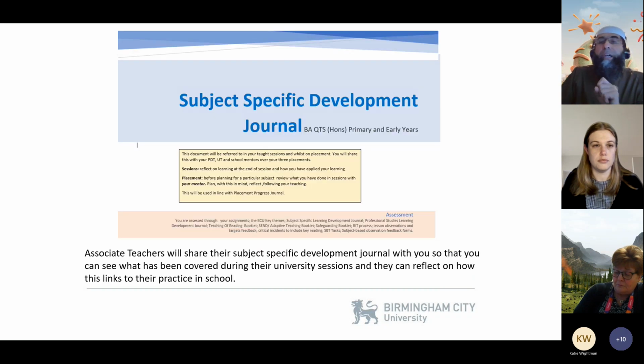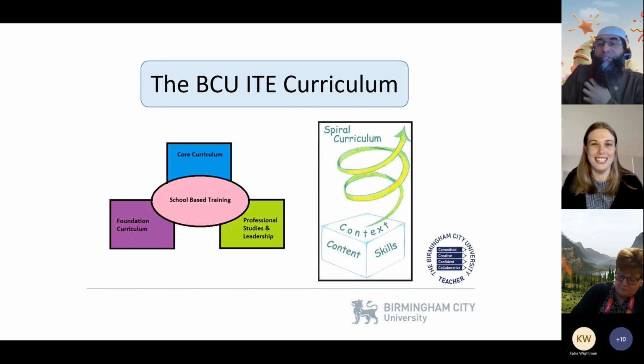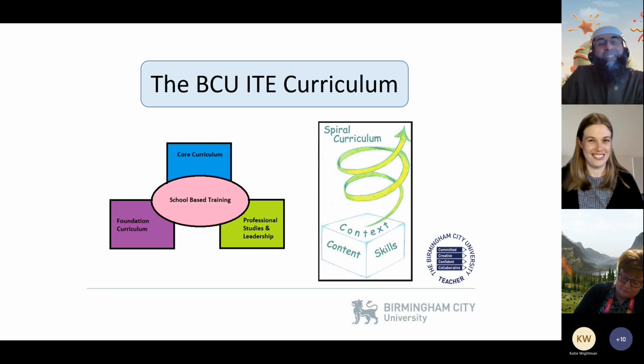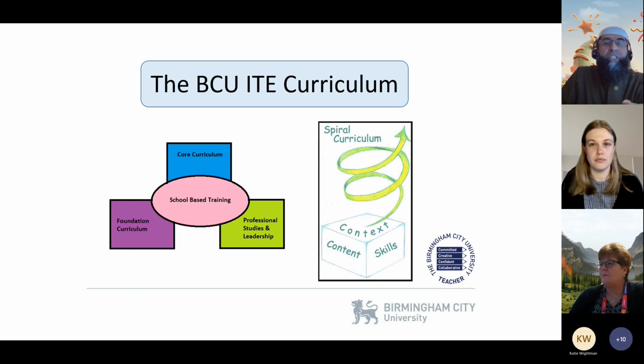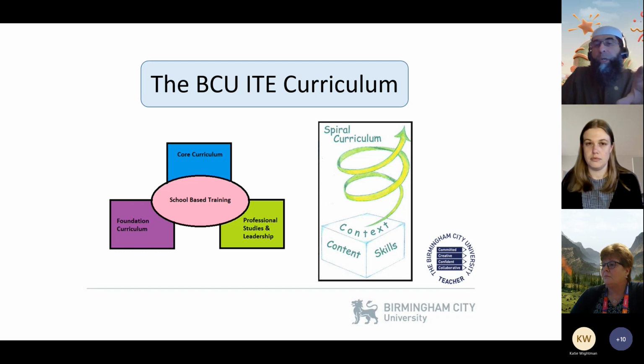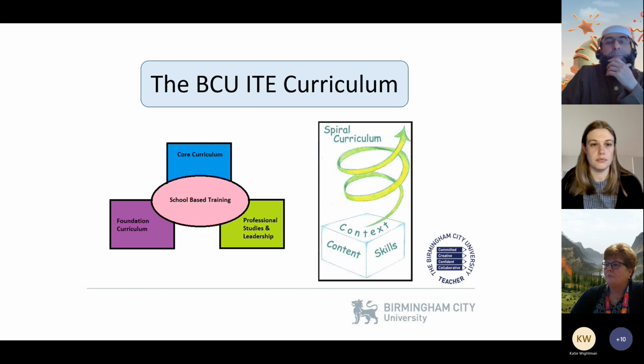At the heart of the 3 diagrams, sorry, Laura, that's all right. At the heart of the curriculum, which is the core curriculum, the professional studies, and the foundation curriculum, you will see that school-based training is at the heart of this. And that is why we value schools' contribution, we value your time, and appreciate all the work that you do with our associate teachers in the classrooms to really make them the fantastic teachers that they can become.